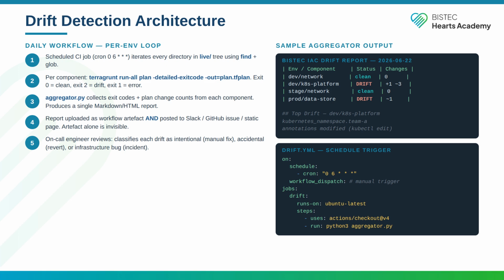The most important requirement that most implementations miss: the report must be posted somewhere where humans actually look. A GitHub Actions artifact that requires 7 clicks to open is invisible. Post it as a GitHub issue, a Slack message, or a static dashboard page, whichever channel the team already monitors. On-call engineers review the report and classify each drift entry as intentional, meaning a manual fix that should be reconciled back into Git; accidental, meaning someone edited live state without realizing it; or an infrastructure bug requiring an incident response.